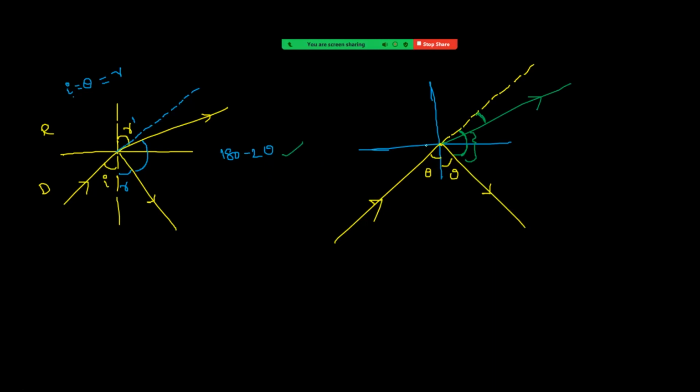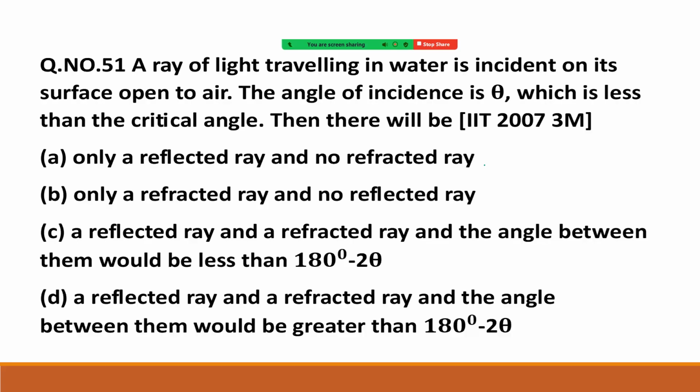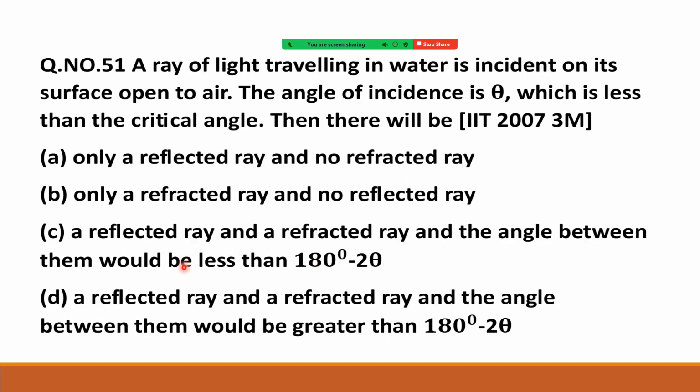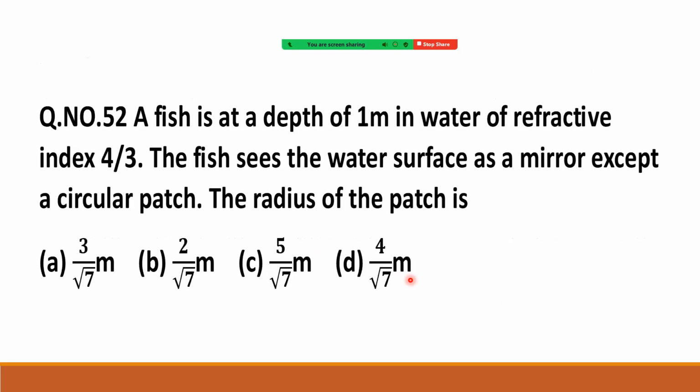By making the diagram properly, we get clarity. So theta, theta. Remaining total value is 180 minus 2 theta. Therefore, between these two, it is definitely less than 180 minus 2 theta. So it is option C. It would be less than 180 minus 2 theta. See the next one.